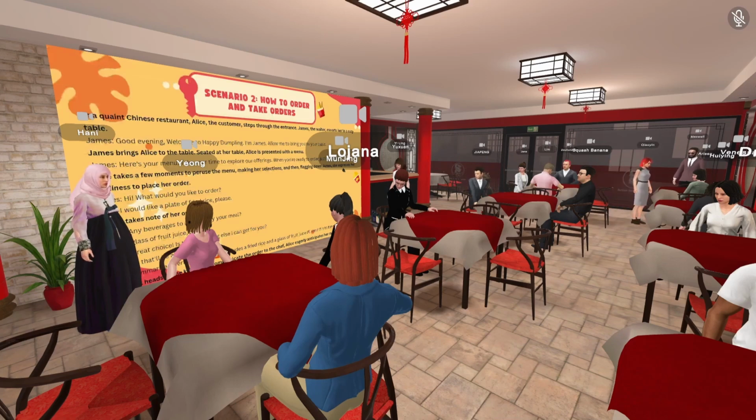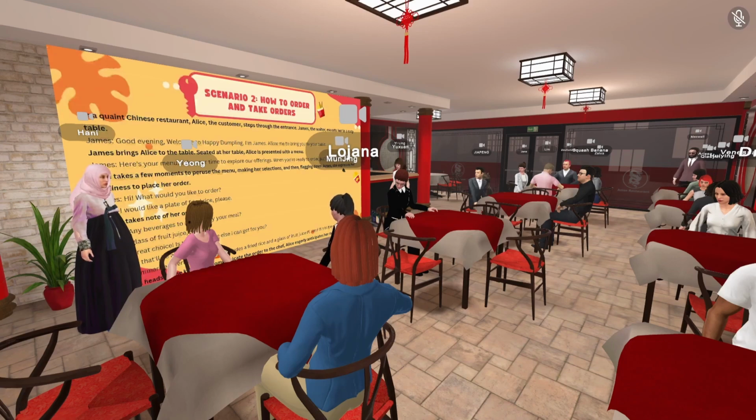Hi, what would you like to order? I would like a plate of fried rice, please. James takes note of her order. Any beverages to accompany your meal? A glass of fruit juice, please. Great choice. Is there anything else I can get for you? No, that'll be all. Perfect. Your order includes a fried rice and a glass of fruit juice. I'll send this to the chef right now. As James heads to the kitchen to communicate the order to the chef, Alice eagerly anticipates her meal.